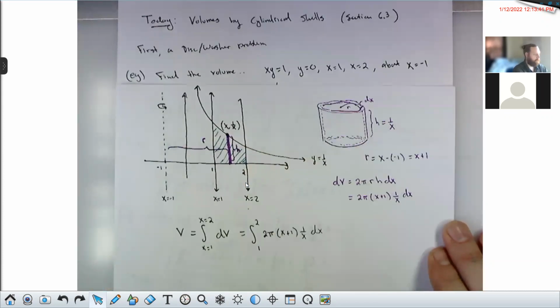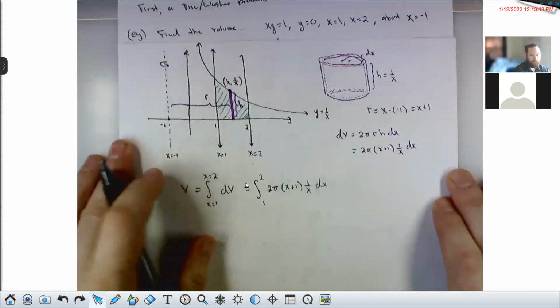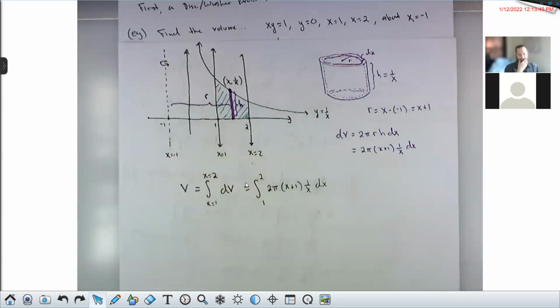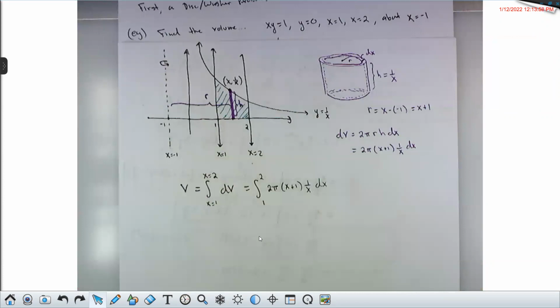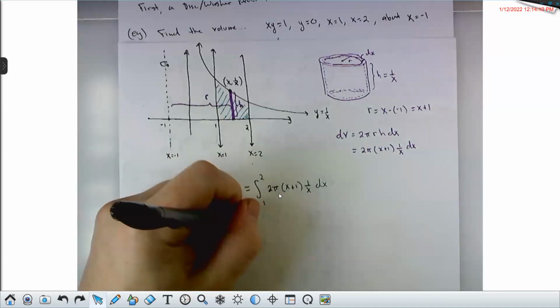Can anybody help me with this integral? How do I do this integral? This is nowhere near as bad as the last one. Anybody want to give me just one step? What's the first thing we would do with this integral? Good. Sean suggests we pop out the constant, which is 2 pi. Let's do that. It's a great idea. 2 pi comes out.